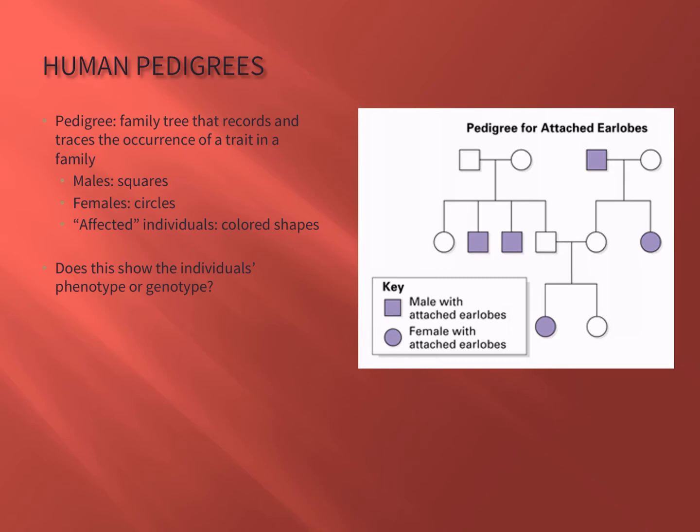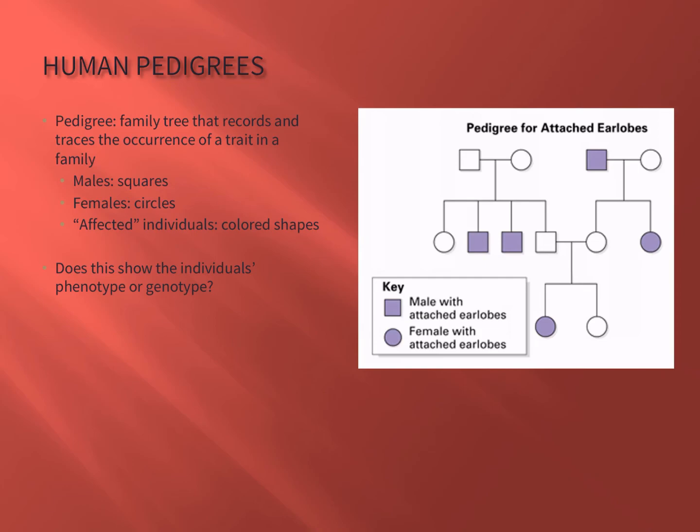Okay, so now let's move on to human pedigrees. And so this is basically how geneticists go about determining whether or not a particular individual will be affected or susceptible to a particular genetic disease. And so when you look at a pedigree or a family tree here, it's just that. It's a family tree, and it records and traces the occurrence of a trait in a particular family.